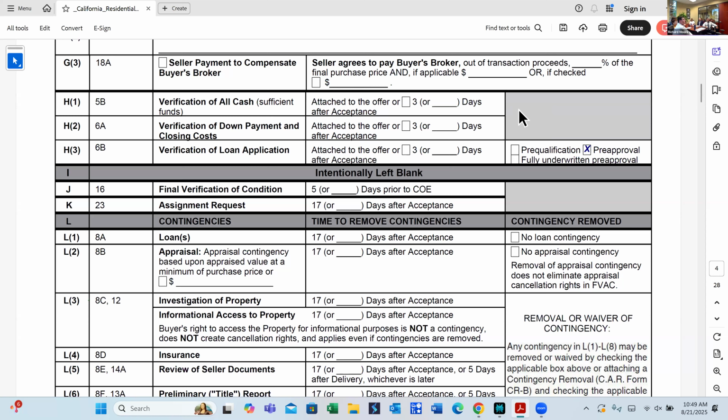Pre-qualification means it's just the lender issuing a pre-qual saying, this buyer will be approved for the loan amount they're seeking, but I haven't gotten any documentation. Pre-approval, they have obtained actual income documentation, for example, possibly tax returns.